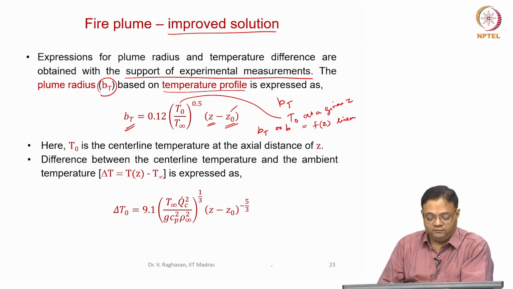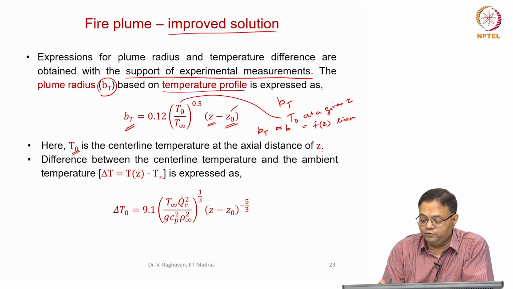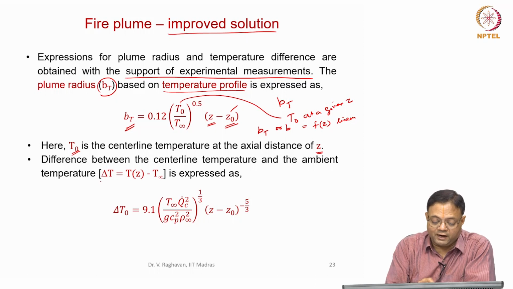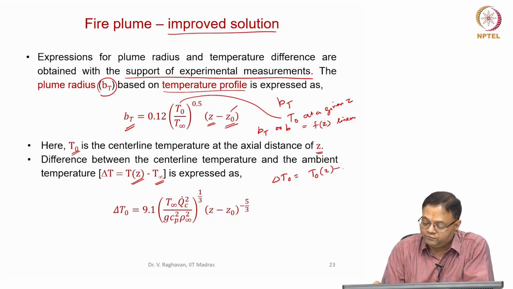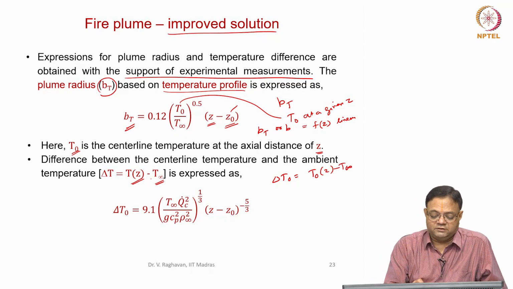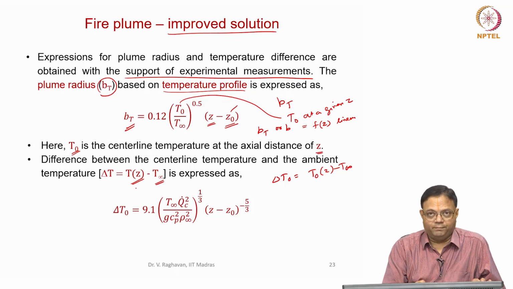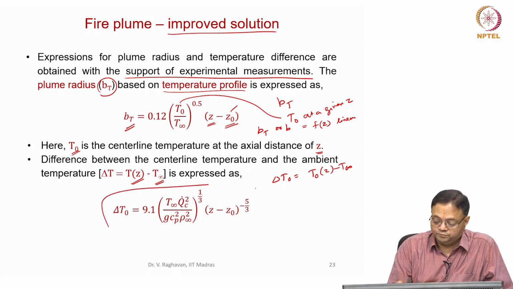The next is, if T naught is the center line temperature at a given Z, okay. Now, delta T is nothing but T at any Z minus T infinity. Okay, now delta T naught will be equal to T naught at any Z minus T infinity. When I say delta T, it always represents the difference of the given temperature with respect to the ambient temperature.